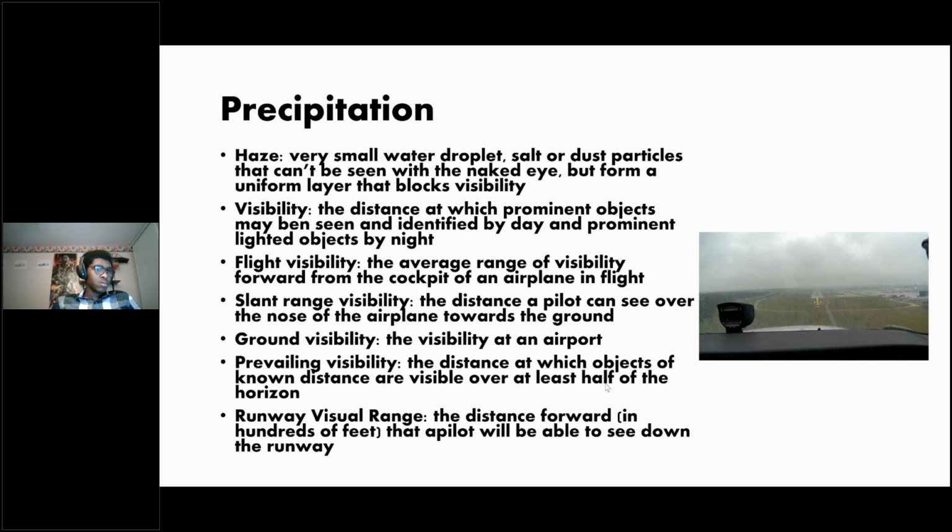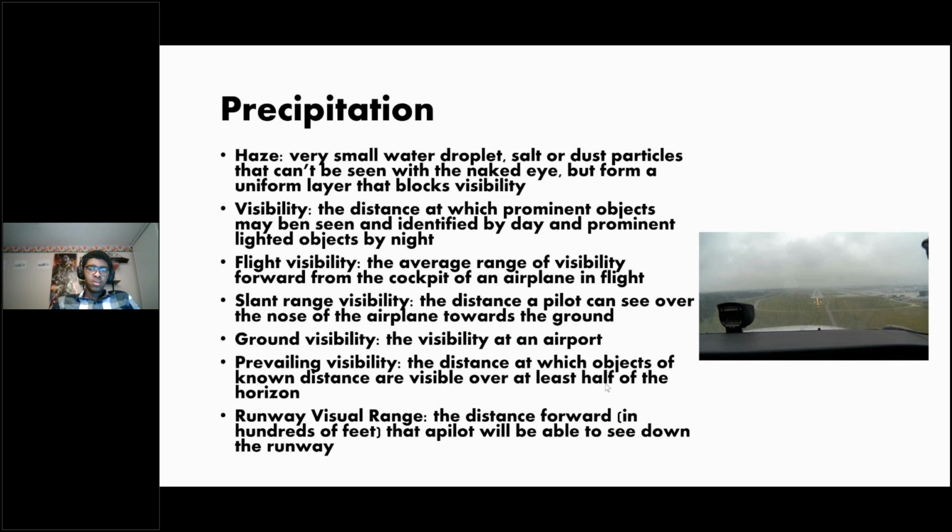So when we talk about flight visibility, that's the average range of visibility that you can see forward from the cockpit of an airplane in flight. Slant range visibility, that's the distance a pilot can see over the nose of the airplane towards the ground. And so that's not something that is impacted by weather. That can just be as simple as moving your seat forward in the plane so you can see over the nose better, that sort of thing. We have ground visibility, which is, so in a weather report, for example, which are recorded at airports, this is what you'll see. So that's just the visibility when you're on the ground at an airport.